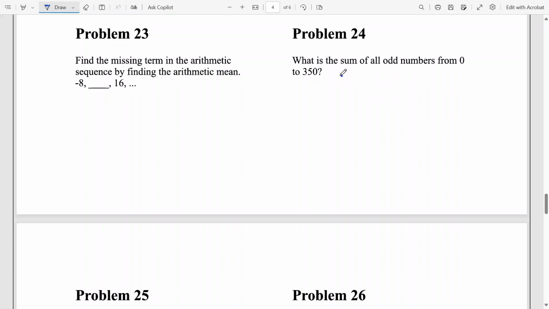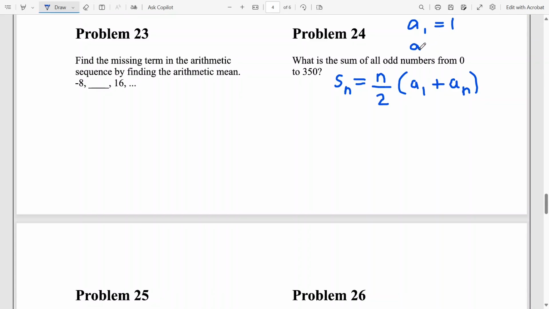So the sum formula is going to be: the sum of n terms equals the number of terms divided by 2 times the first term, which we can indicate with a sub 1, plus the last term, which we can indicate with a sub n. Okay, so we can figure out a sub 1 and a sub n pretty easily. Let's start with those. So a sub 1 is going to be the first odd number from 0 to 350. That's going to be 1.